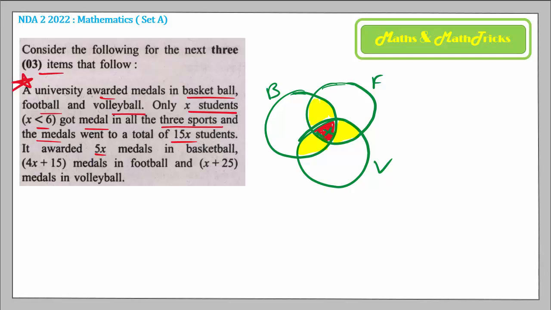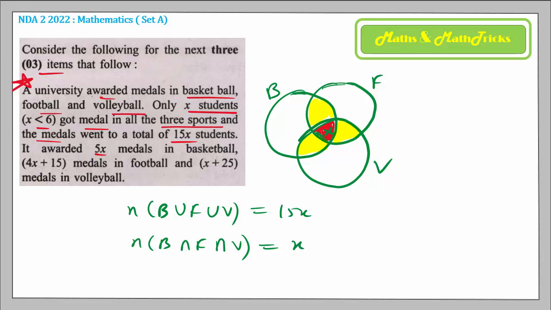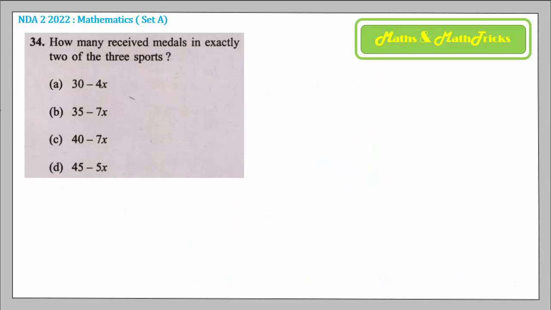And this info we have structured, and in this we know that the union of all the medals that went to basketball, football and volleyball altogether is 15x, and the number of common medals for all the 3 sports is x. We also have the number for basketball, which they said is 5x, for football 4x plus 15, and for volleyball x plus 25. So using this info, quickly, the question is now: how many received medals in exactly 2 of the 3 sports?